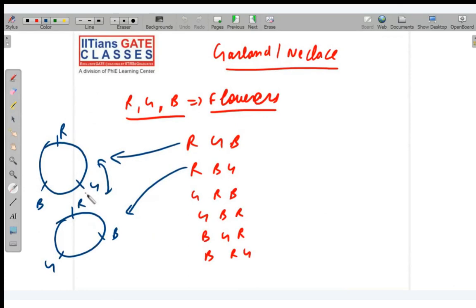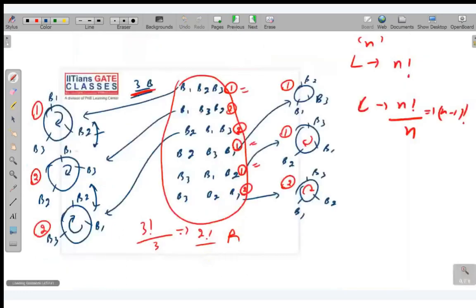Because you can flip the garland. Okay, you just flip it 180 degree. If you are seeing from the top, you are seeing it like this, but if you see it from the bottom, you will see it like this. Are you getting it? So you just flip it 180 degree, you will get this thing. So both are the same. So now I think you have got it. I should not waste time here and make 6 diagrams and show you. I think you have got it.